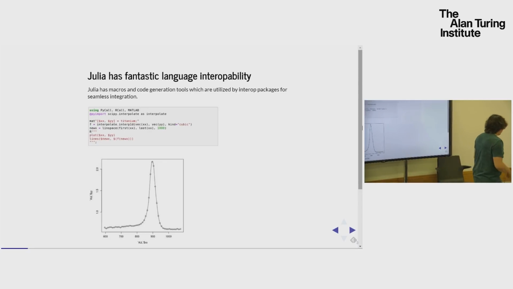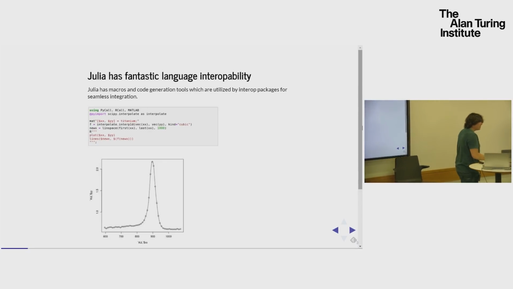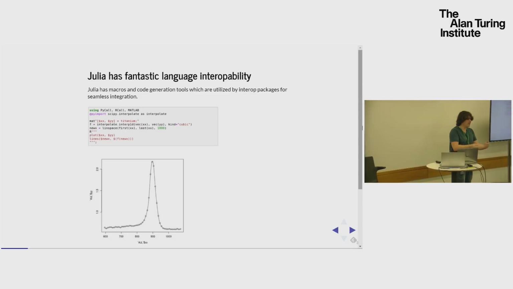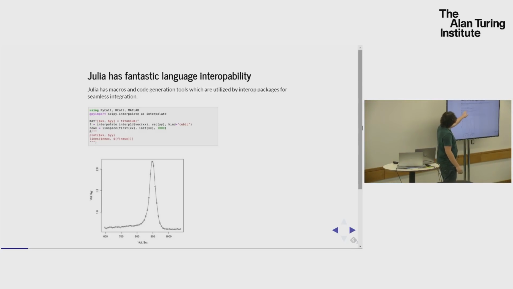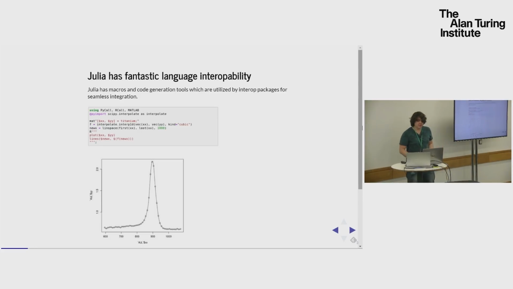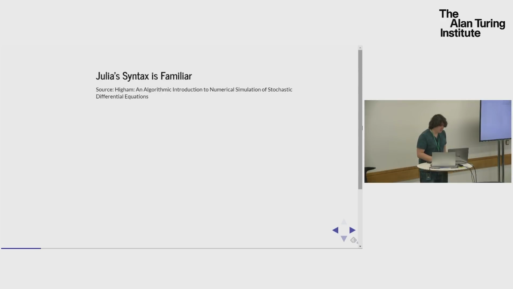So if people have packages in all sorts of different languages, Julia is a great way to just plug them together. You basically say, hey, this string is just going to be MATLAB code. This string is going to be R code. And you just slice them all together in one language. So the syntax is very familiar.